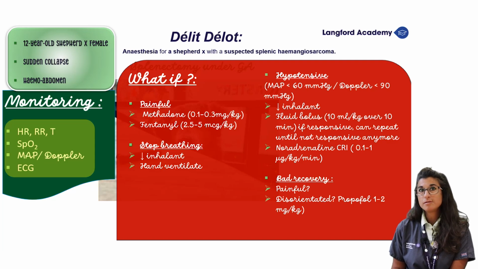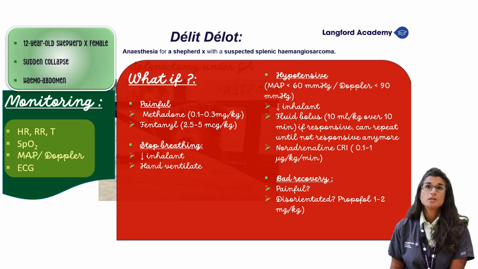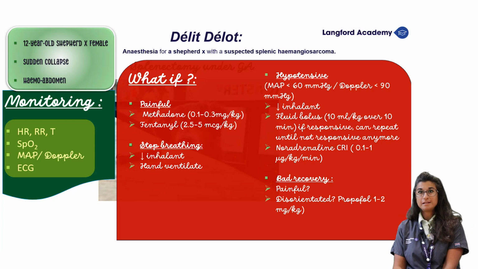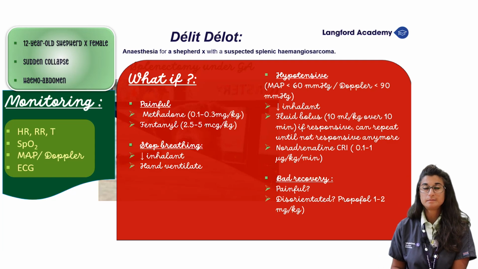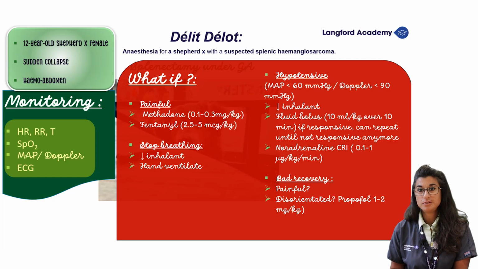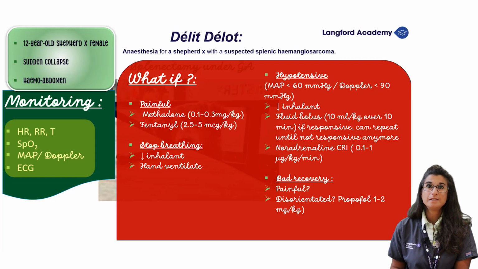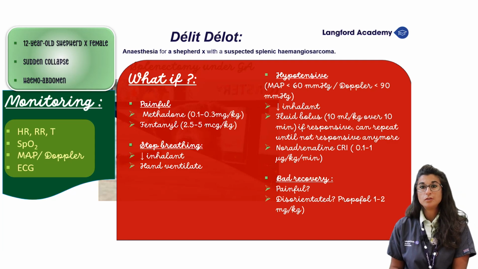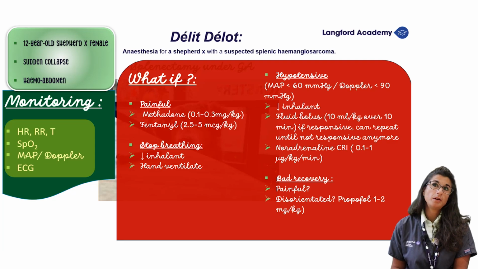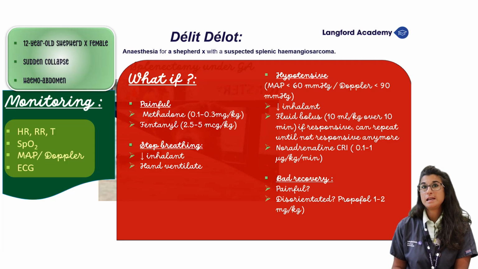They can become hypotensive. Very likely they would become hypotensive. So they would be evidently hypotensive because the mean arterial pressure would be less than 60 or the Doppler would be less than 90. So again, you can start by reducing inhalant because they affect the blood pressure by vasodilation and decreased contractility. But if it's not enough and the patient is very tachycardic, that might mean that it's hypovolemic, or if you have any evidence of massive bleed when you do the surgery. So you can start by giving fluid boluses, 10 ml per kilo over 10 minutes. And if responsive, you can repeat it until not responsive anymore.